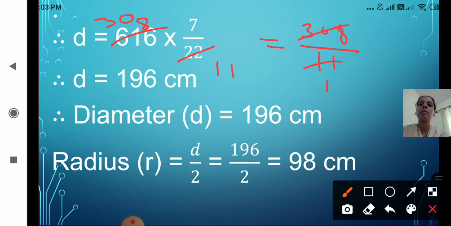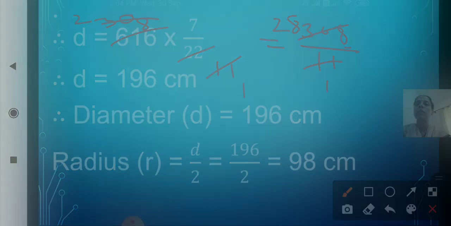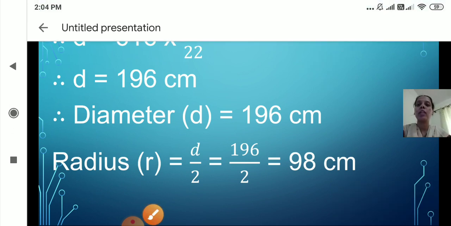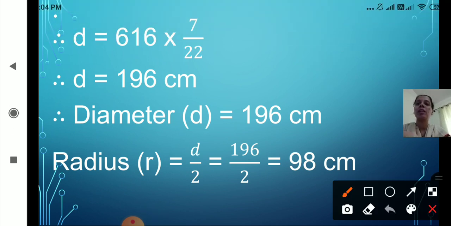308 will divide by 11. 11 twos are 22, right? 8 remaining and these 8, so 11 8s are 88. So 11 ones are 11 and 308 will cancel and here we get 28. Okay, so 28 multiply by 7. What is there in the numerator? 7. So we'll do 28 multiply by 7, right? So we'll see the answer now.